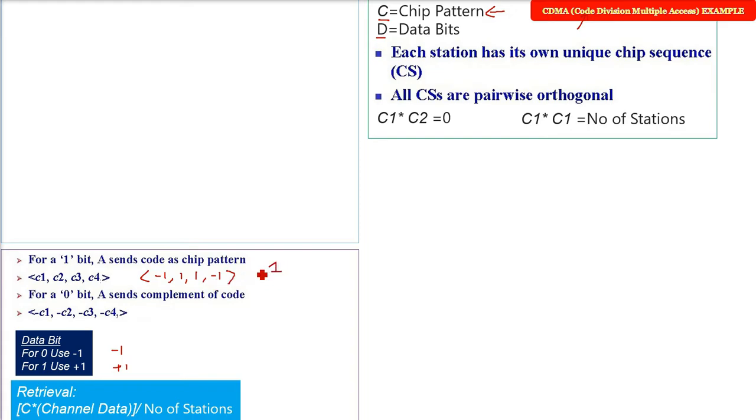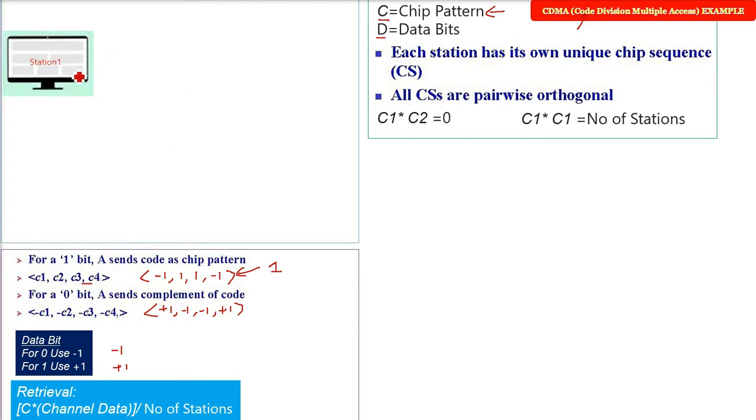When we are sending 1, we will send this. If you are sending 0, then the same machine will complement it. That is, it will make it +1, -1, -1 and +1. So the complement will be sent. Okay, now we are ready for the actual example.